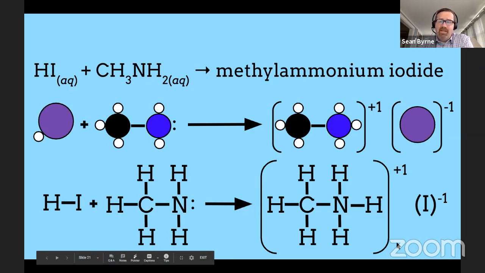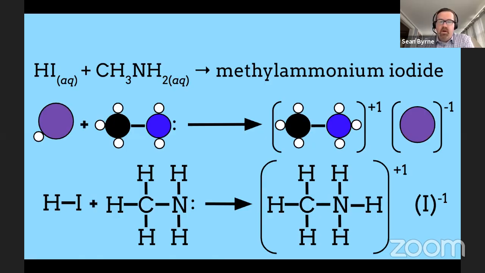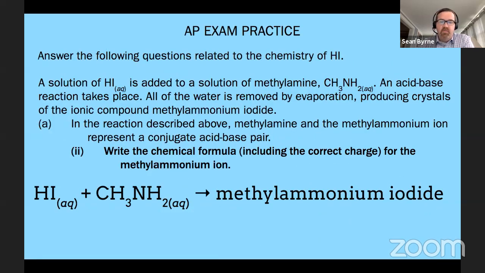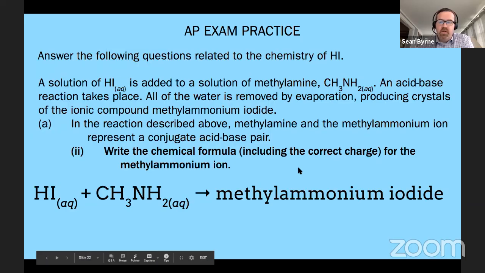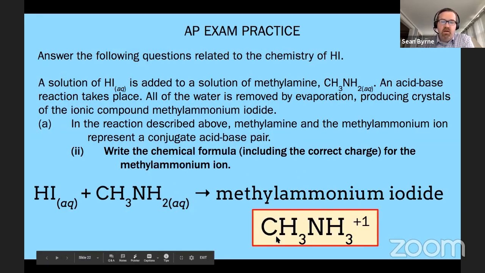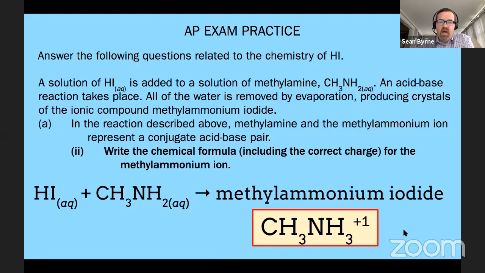And that hints at this answer to the second part of this problem, right? The second part of the problem asked us to write the chemical formula, including the correct charge for the methyl ammonium ion. And I hope that based on our earlier pictures, you can see that CH3NH3+ is the best way for us to write the formula for methyl ammonium ion.